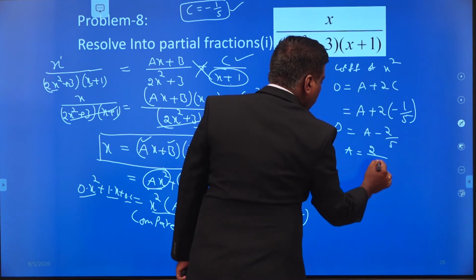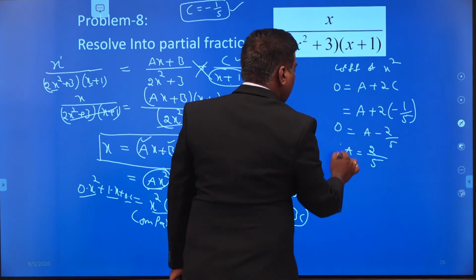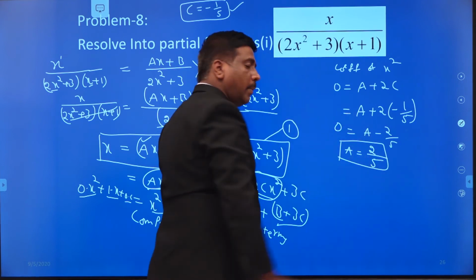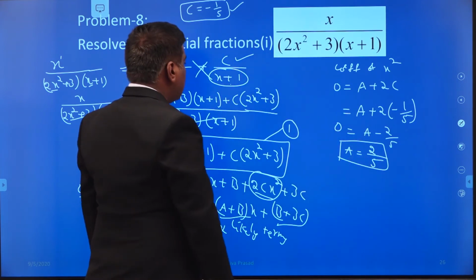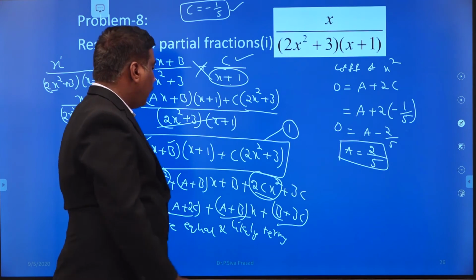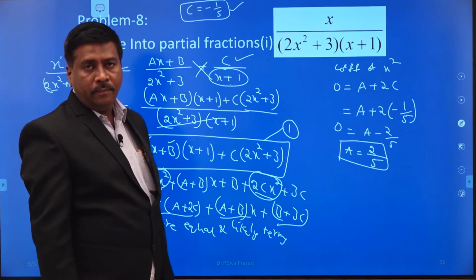A equal to 2 by 5. So this is the other value. Let me begin it. Here C value is minus of 1 by 5. Now what about the B value?